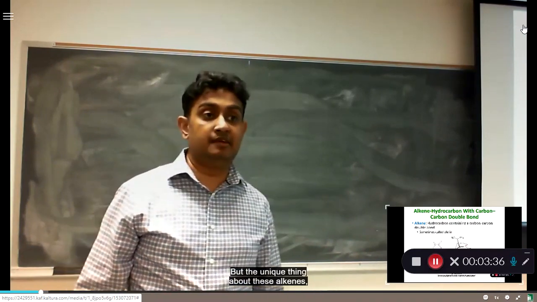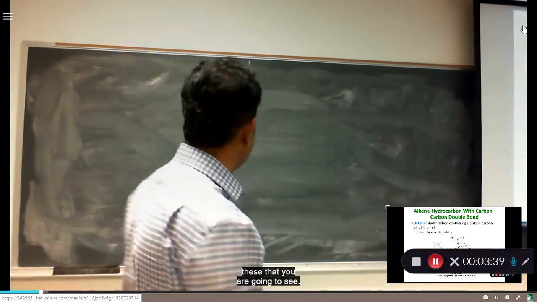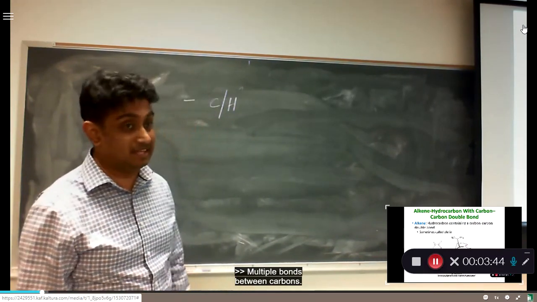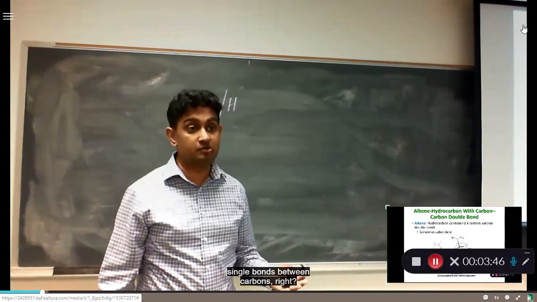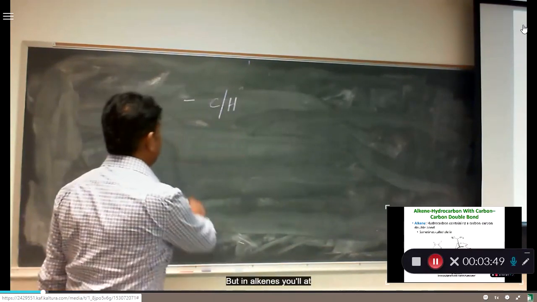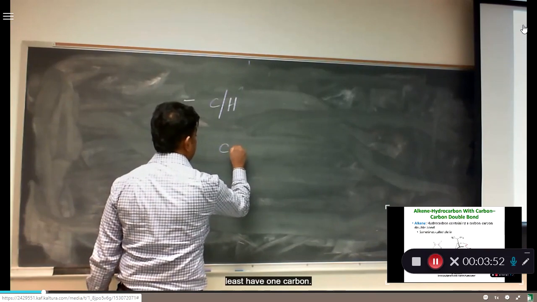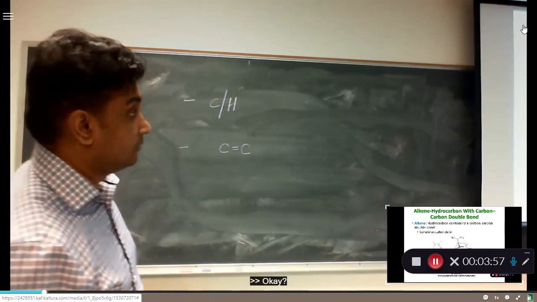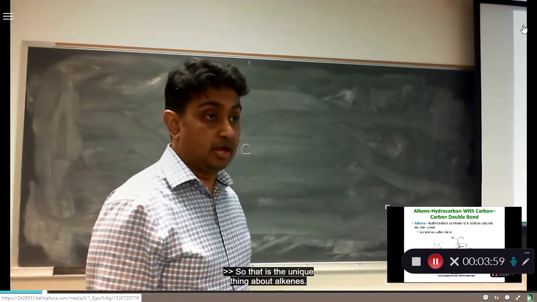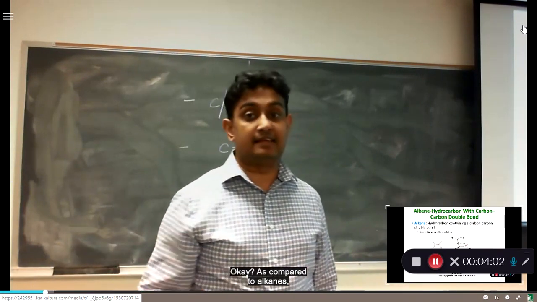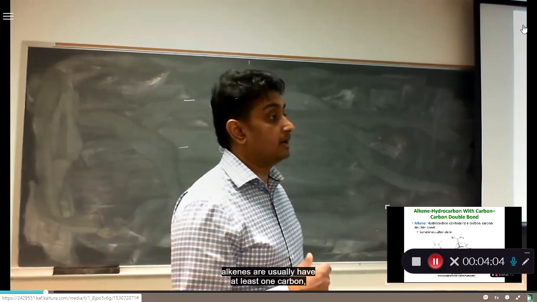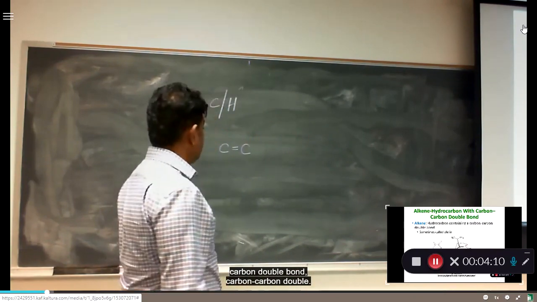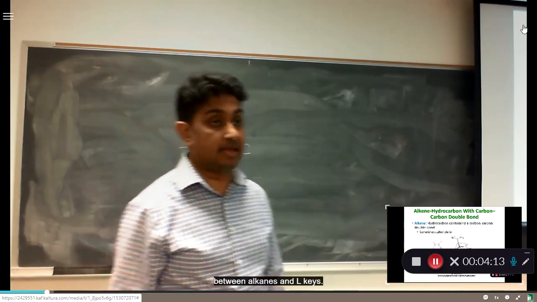But the unique thing about alkenes is that you are going to see multiple bonds between carbons. In alkanes, we only had single bonds between carbons, right? But in alkenes, you will at least have one carbon-carbon double bond. That is the unique thing about alkenes. As compared to alkanes, alkenes usually have at least one carbon-carbon double bond. That is the important difference between alkanes and alkenes.